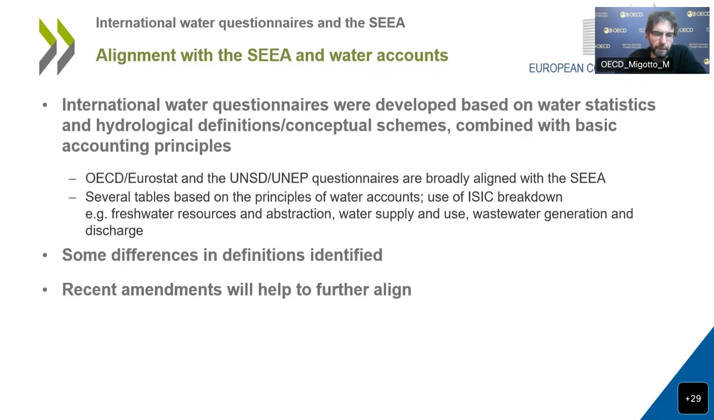So, just a bit of a recap here. These international water questionnaires were developed based on water statistics and hydrological definitions and conceptual schemes, combined with some basic accounting principles. As I mentioned before, our joint questionnaire is broadly aligned with the UNSD UNEP one, and broadly also aligned with SEEA. So that was quite good news, but there are still some differences that we're trying to address here. Several tables are based on the principle of water accounts, such as the use of ISIC breakdown. But as said, there are some differences in definitions.